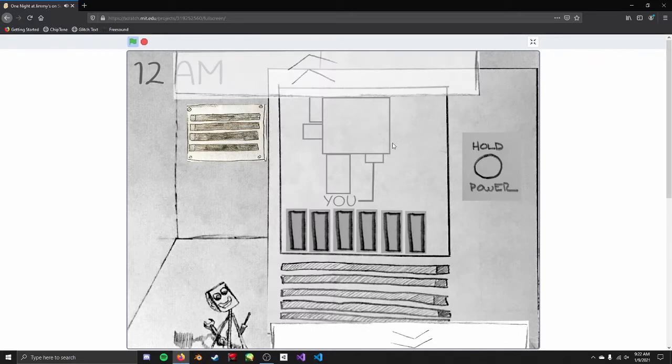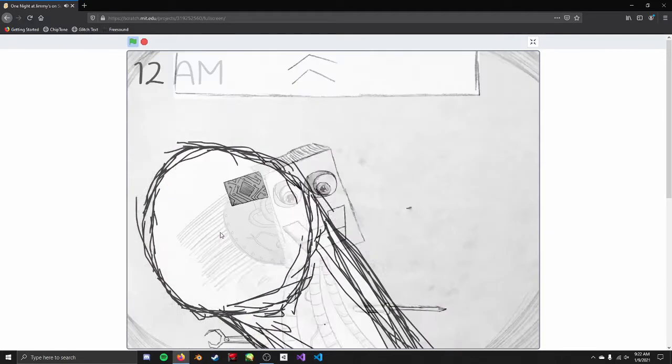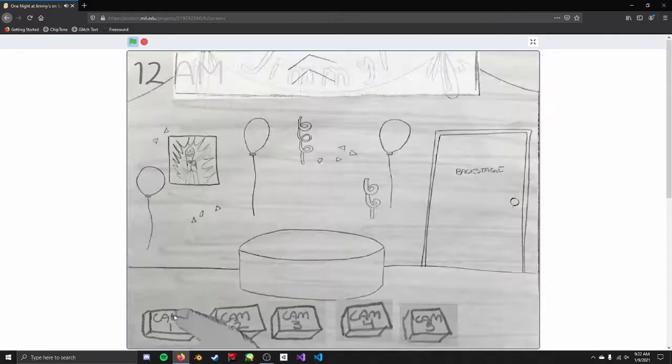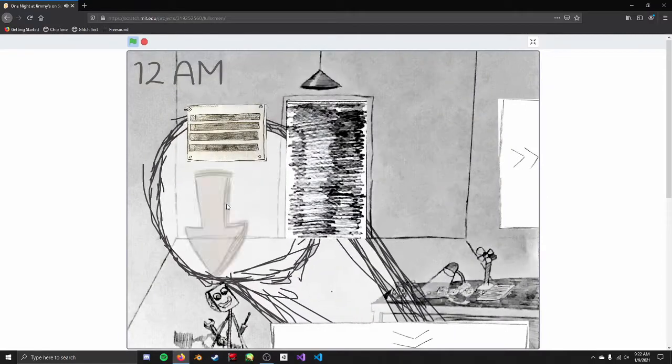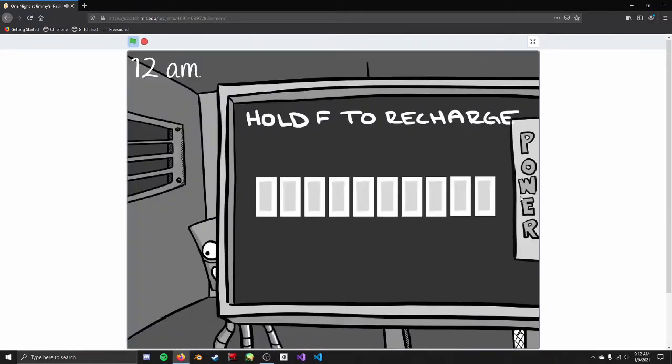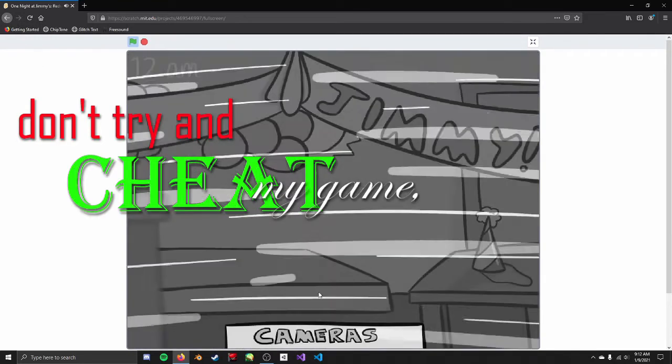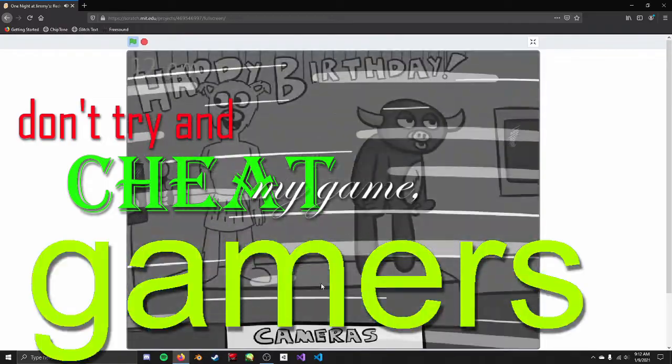In reality, you could just click the button once and the bar would snap back to full after a second delay. I was not good at coding. I'm still not, but that's not the point. The point is, I fixed this mechanic in the new version so that you actually have to hold down the button, okay? So don't try and cheat my game, gamers.